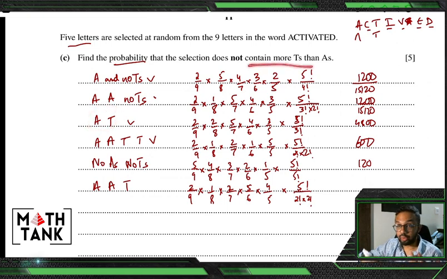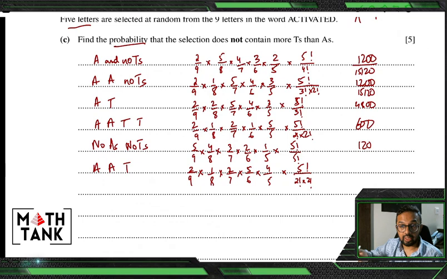So it could not be more than, it could be equal to. So two A's and two T's is another case. Then there's another case, no A's and no T's, and I sort of missed out a case, so I've written it at the end, where I have two A's and one T.